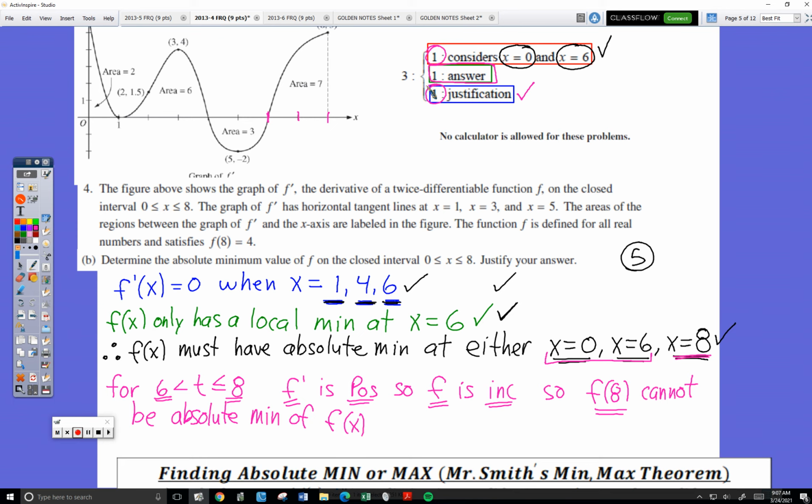So now to justify, I've only got to find out what is the value at time 0 and what is the value at time 6. So I still have to do 2 integrals. I guess this wording here didn't really help me because I already knew the value of f of 8. That value is 4. So that wording really didn't help me. But that's the idea of how to use words. So moving on here.